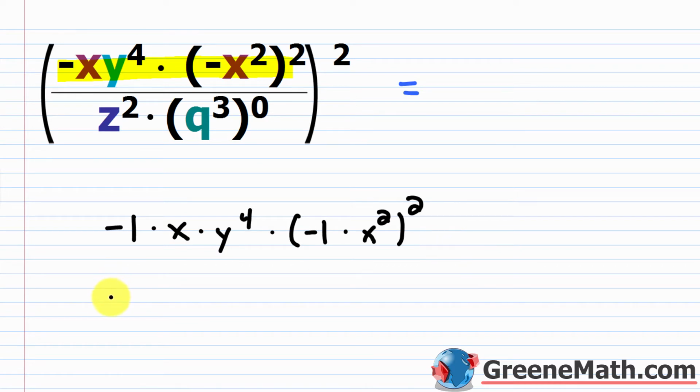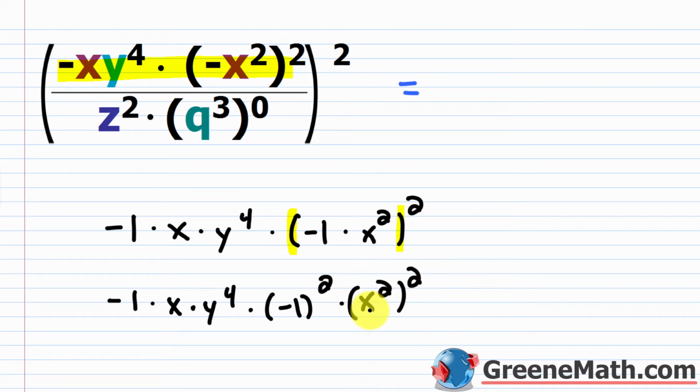Well, I could do just -1 times x times y to the 4th power, no change there. But here I have this -1 that's being squared. So let me put times -1, inside of parentheses, because this is being squared. So this is going to be -1 being squared, and then times x squared being squared. This is where your power to power rule comes into play. If you have x squared being squared, you keep x the same and you multiply those exponents. So 2 times 2 gives you 4. I'm going to rewrite this as x to the 4th power.